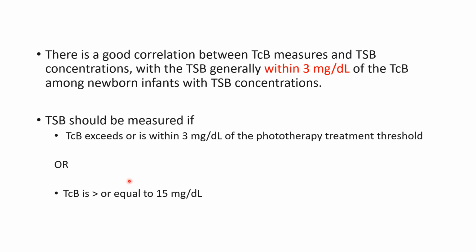The other condition, other than 15 milligram per deciliter: if you measure the transcutaneous bilirubin and you find it exceeds or is at the phototherapy level, or within 3 milligram per deciliter of the phototherapy treatment threshold, very close to the phototherapy level, you should send serum bilirubin to confirm it. Anytime you have the transcutaneous bilirubin close to the phototherapy level, you should send serum. Or if you have a transcutaneous bilirubin more than or equal to 15, you should send serum total bilirubin.